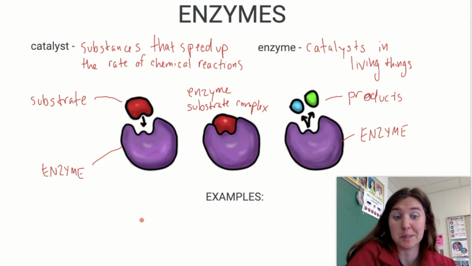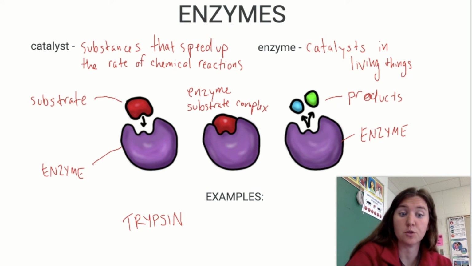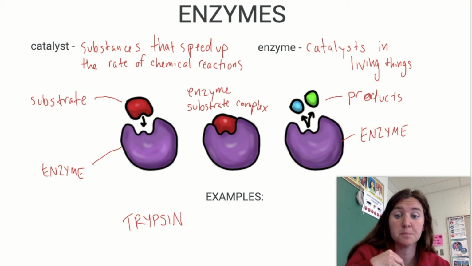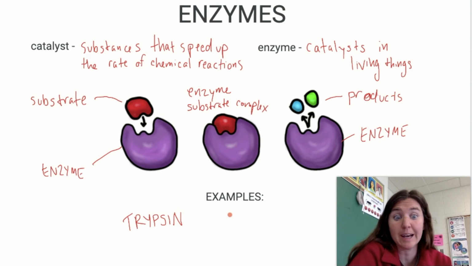All right, so now I'm going to give you guys some examples of enzymes in our body. One is called trypsin. And this is an enzyme, it's in our intestines, and it breaks down proteins into amino acids. So if you remember, amino acids, those are the building blocks or the monomers of proteins. And so when we eat protein, this is one of the enzymes that starts to break that protein down in our intestines, or that speeds up the reaction of that protein being broken down.